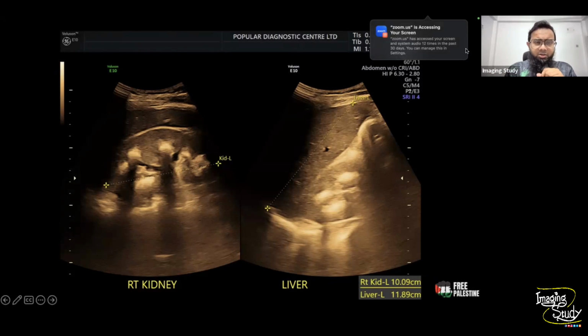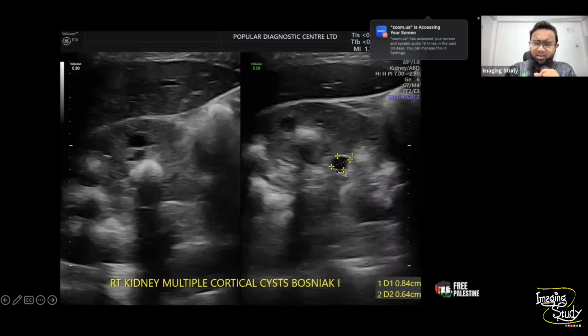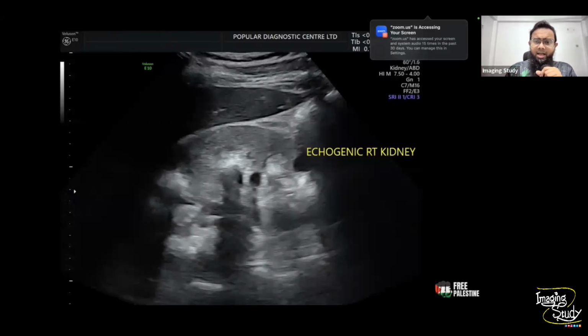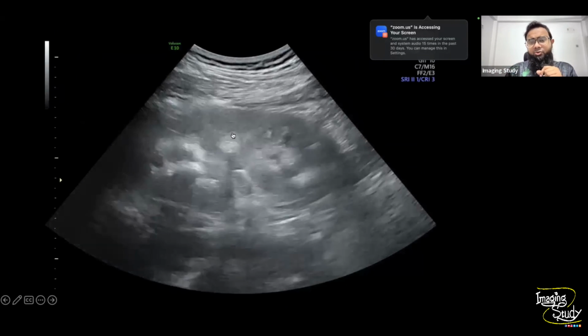So here's the picture of the right kidney, and it is around 10 centimeters, so the size is quite normal. And these are tiny cystic structures within the parenchyma, and this one is the largest one. And the echogenicity is definitely more than the hepatic parenchyma, indicating nephropathy. Okay, so let's jump into the left kidney.